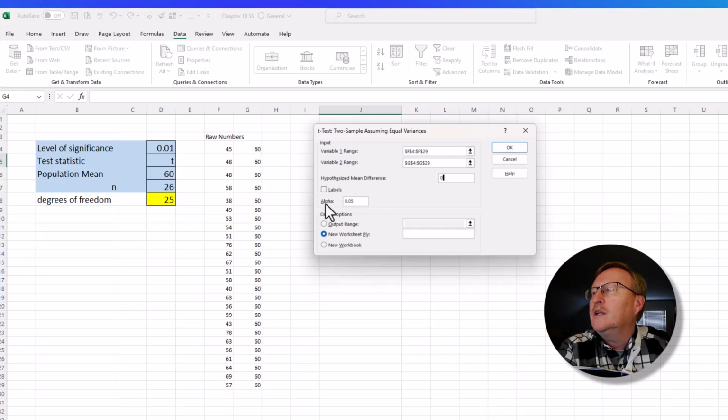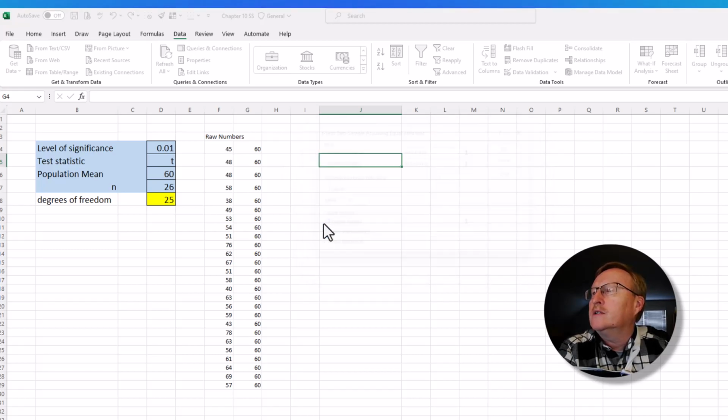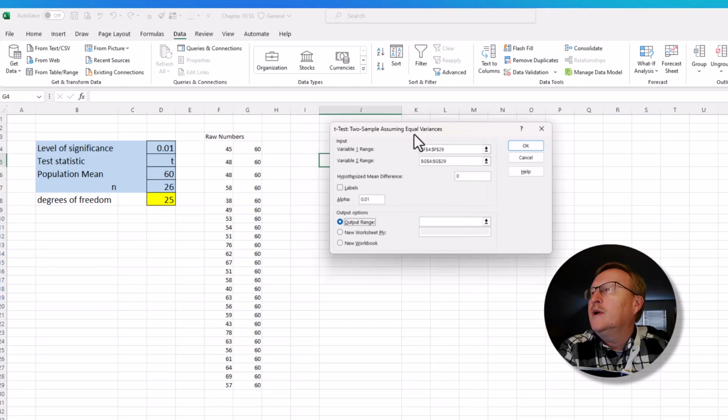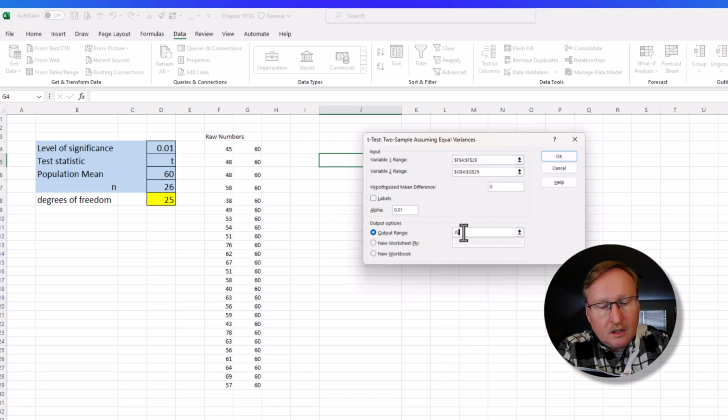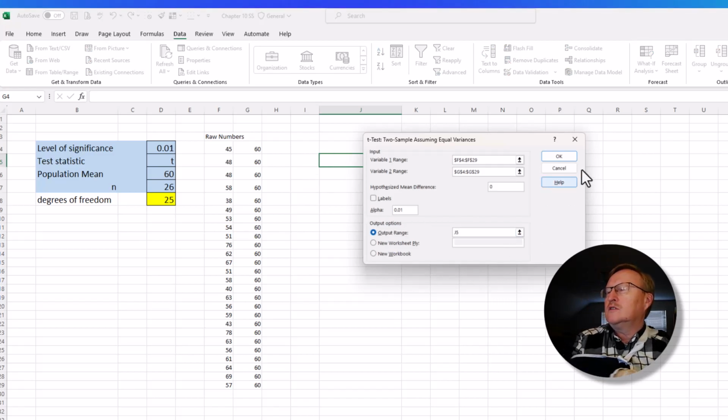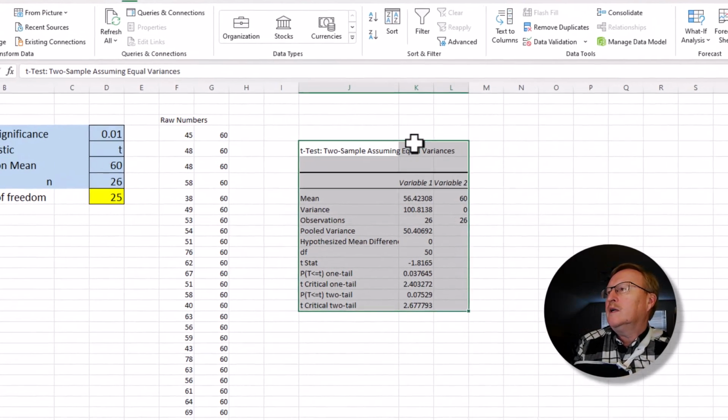Alpha, now you could put labels if you had labels up here. We don't in this case. What is our alpha? We've got to check to make sure what's given to us because what they're asking for is 0.01. So we have to make sure we put 0.01 there. And then I always like to have it right here so I can see. So I'm going to hit output range, and then I'm going to just put, oh, that looks really good right there, J5. Let's put it in J5. And so it's displayed right here. And we're going to hit OK.